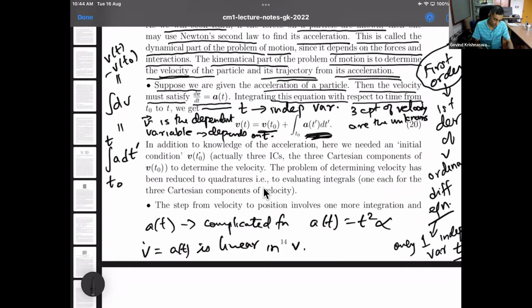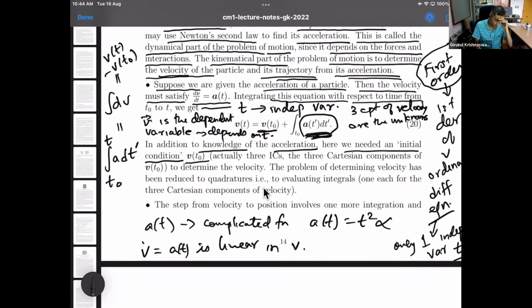We noticed that in addition to the knowledge of the acceleration, we also needed an initial condition, namely the velocity at the initial time, to solve this equation. In fact, we actually need three initial conditions, namely the three Cartesian components of the velocity at the initial time. t naught is called the initial time.